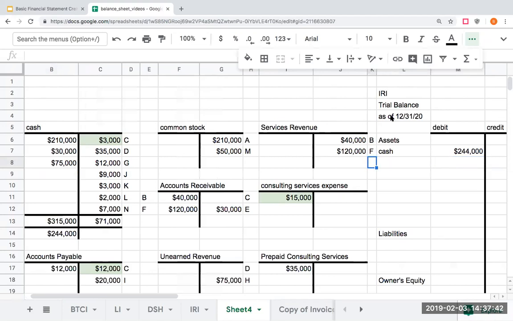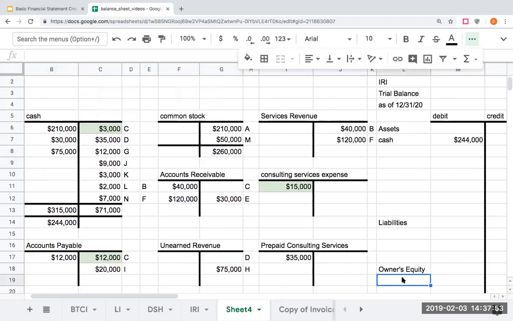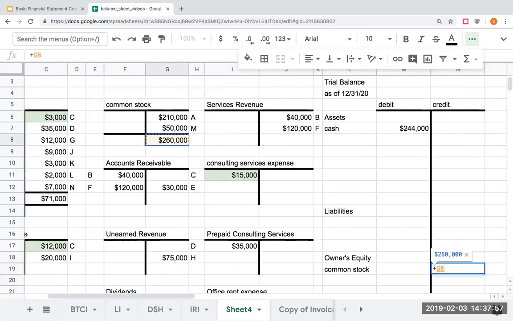Okay. Common stock. Where does this account go? It's part of owner's equity. So here I've got 260,000 credit. So my trial balance, I'm going to put this here, common stock, 260 credit.